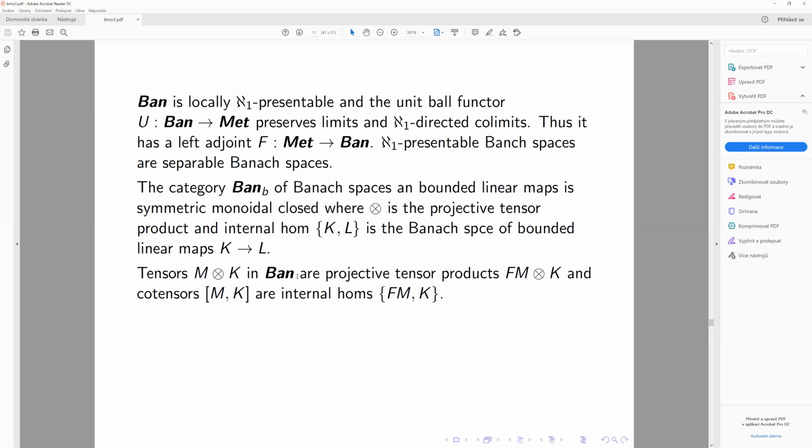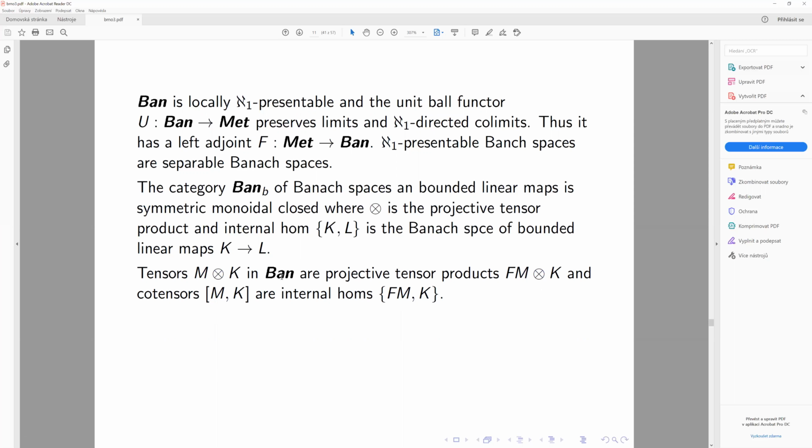Tensors in Banach spaces, you see, I want to know that Banach spaces have epsilon pushouts, basically. There are various ways to do it, but I use this categorical way. So I will show that this category of Banach spaces, the usual ones, has tensors. So the tensor is the projective tensor product of the free Banach space over N and K. And the cotensor is the internal hom in this category, these bounded maps, again, of the free Banach space over N is K.